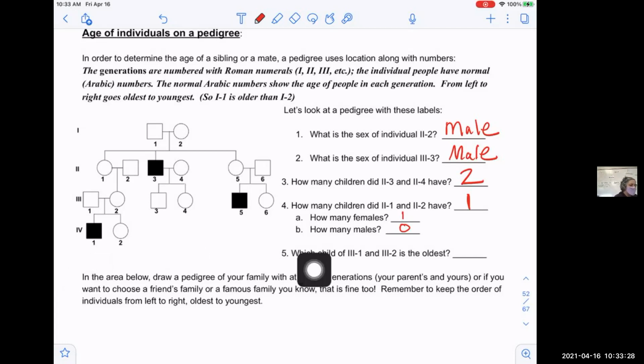All right. So then which child of 3-1 and 3-2 is the oldest? Is it 2? It's going to be, remember, oldest to youngest. So it's not going to be 2, it's going to be 1, 4-1.